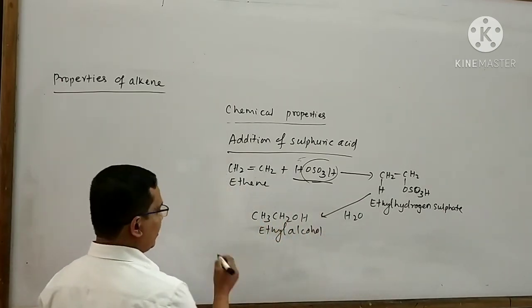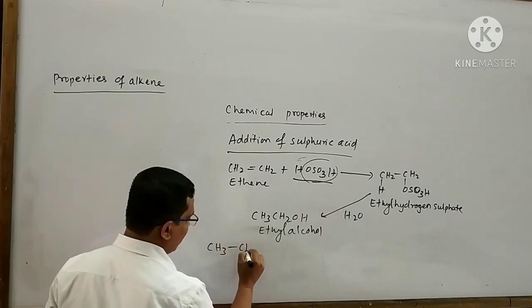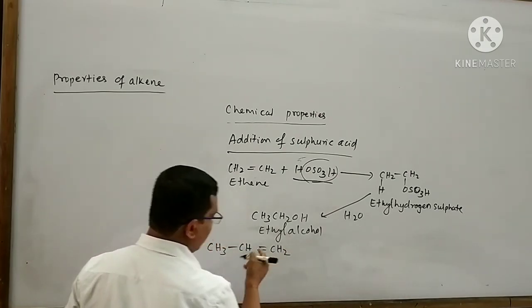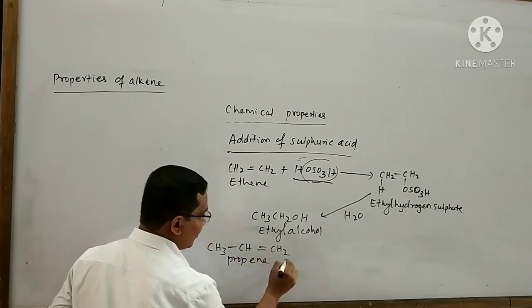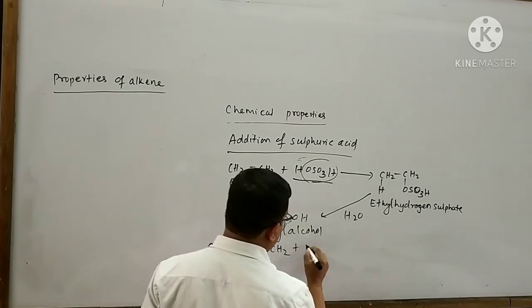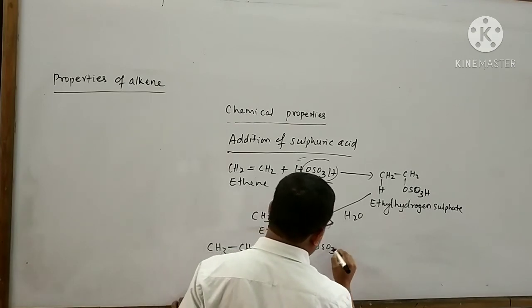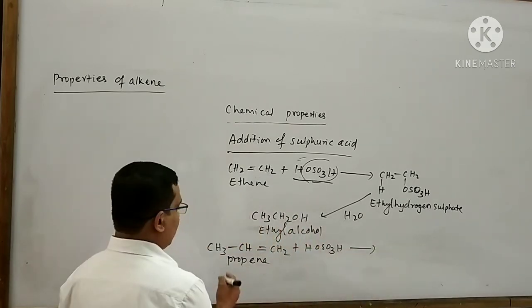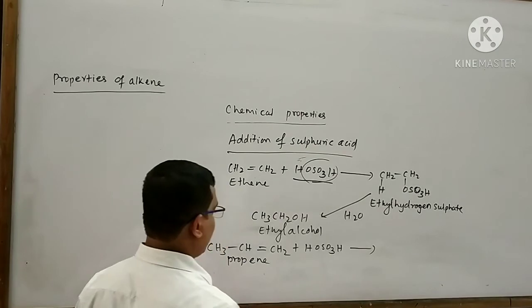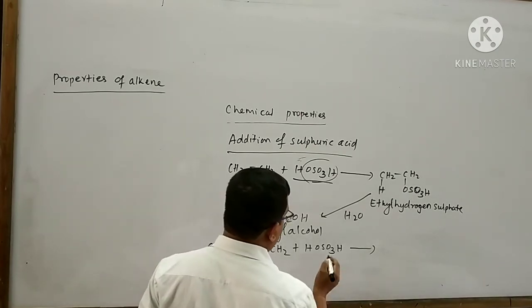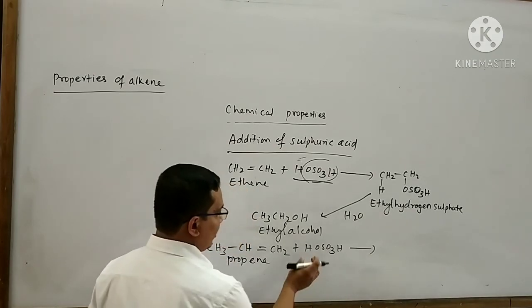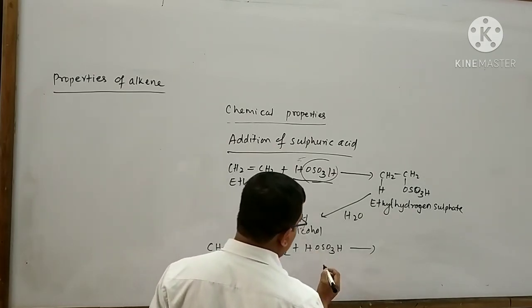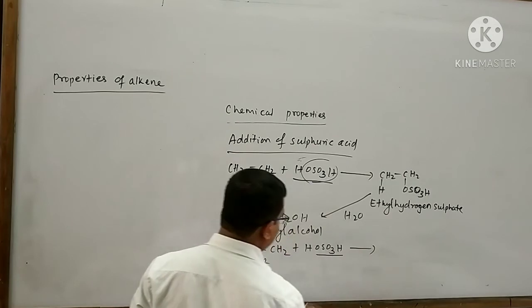Similarly, take another example: CH3 bond CH double bond CH2. The name of this organic compound is propene. When propene is subjected to reaction with sulfuric acid, then what will happen? This reaction obeys Markovnikov's rule. From H2SO4, two ions are formed: one is the H plus ion, another is the HSO4 minus ion.